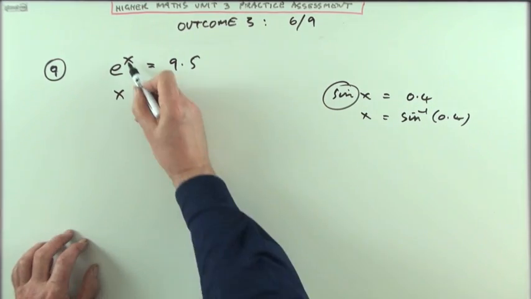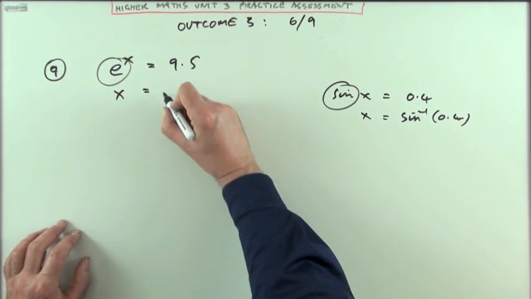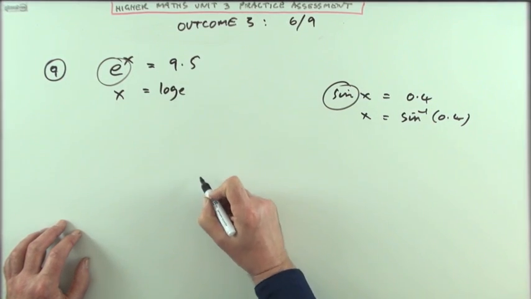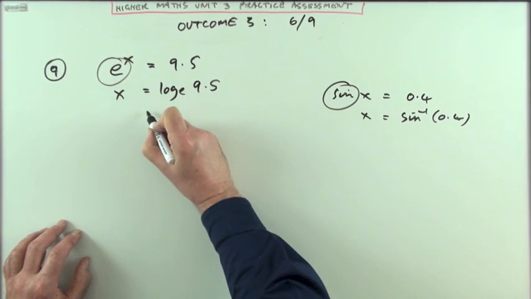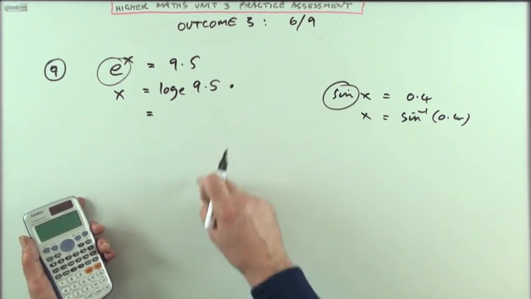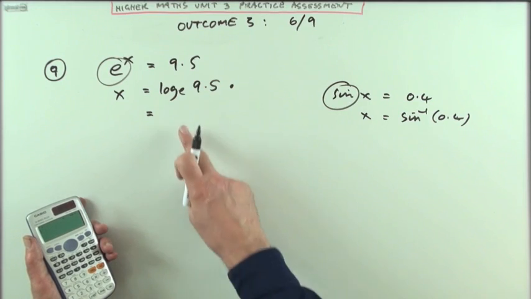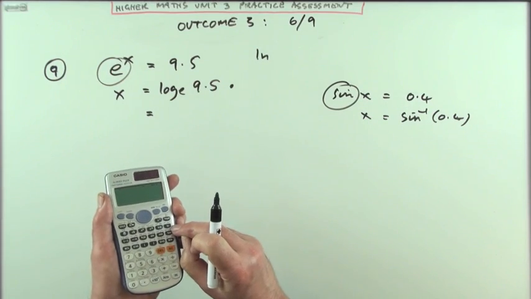It's the same as here. How can I get to x? Remove that exponential function by applying the inverse, which is log base e, or ln if you like. So log base e of 9.5. Now that's worth 1 mark. So the other mark will be for just pressing the buttons. Now log base e is also written as ln, and that's the way it'll be in the calculator.